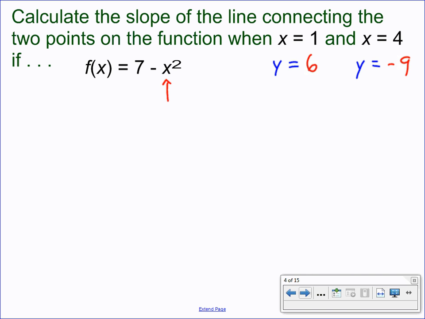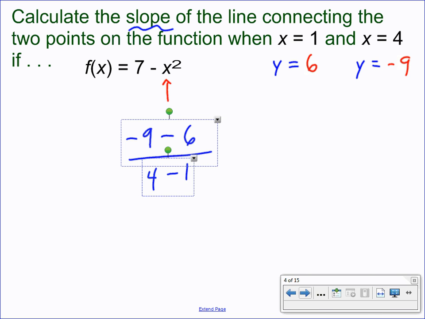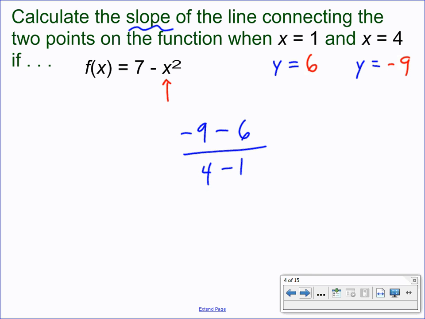So, how will I calculate the slope? What formula can I use to calculate the slope, Megan? -9 minus 6 and 4 minus 1. And where is this coming from? Where are these numbers coming from, Megan? The slope formula, y2 minus y1 over x2 minus x1.